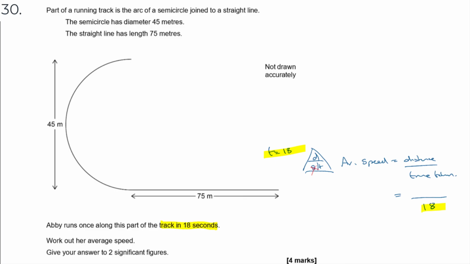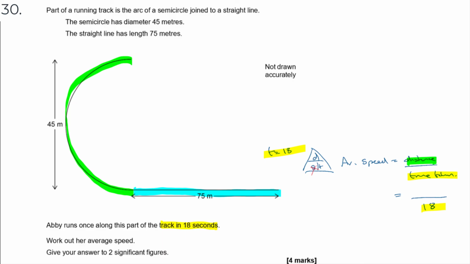Okay, but what about the distance traveled? We don't know that yet, do we? So we need to work out what that distance is before we can work out the average speed. Now, the distance traveled is going to be a combination of this part of the track, which is an arc, plus this part of the track, which is a straight line. The straight line is easy, it's 75. What is the curved part going to be? Well, it's half of the circumference of that circle.